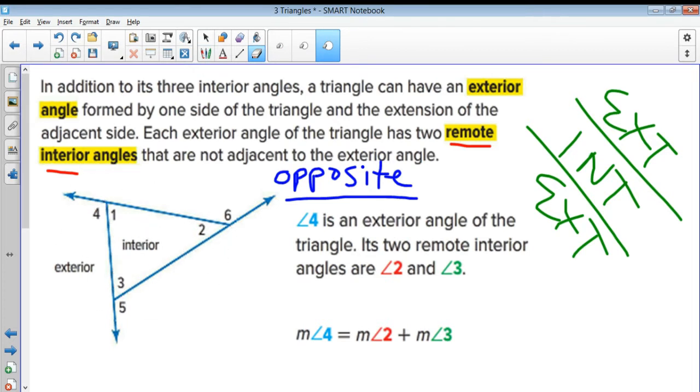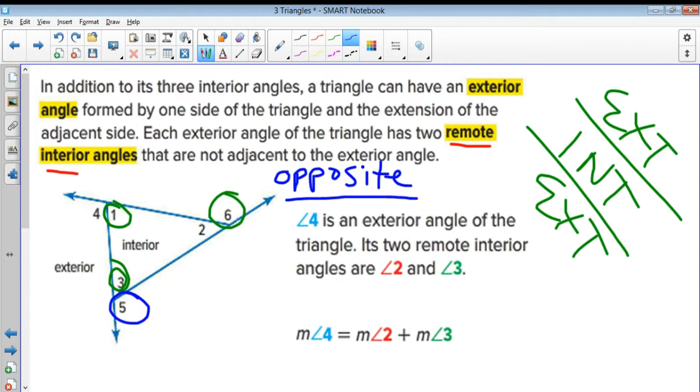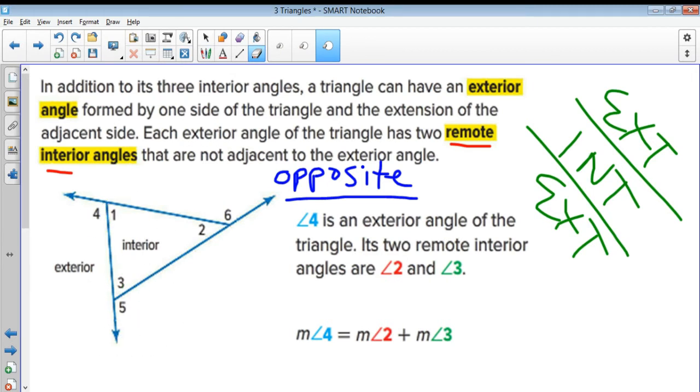If I was looking at exterior angle 6, the two remote interior angles are angle 1 and angle 3. If I'm looking at exterior angle 5, the two remote interior angles are angle 1 and angle 2. Hopefully that makes sense for you. If not, you can rewind. I'm going to go on.